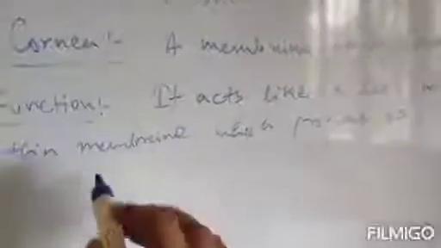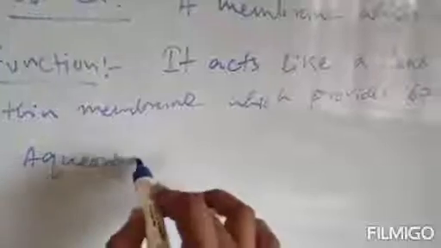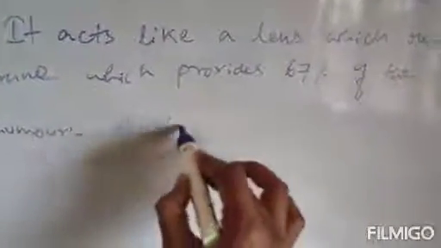Third part is aqueous humor. Aqueous humor is basically a fluid. It is present between the cornea and the eye lens. It is a fluid which fills the space between cornea and your eye lens. Clear?